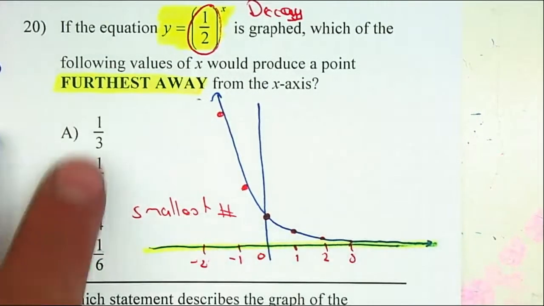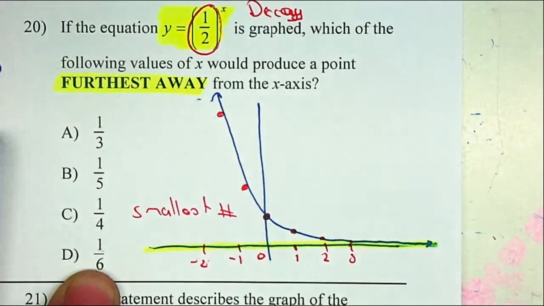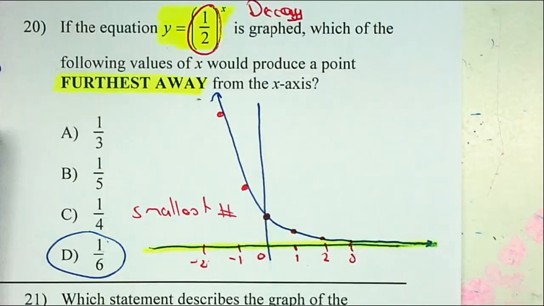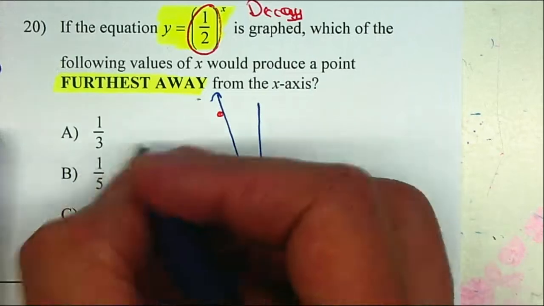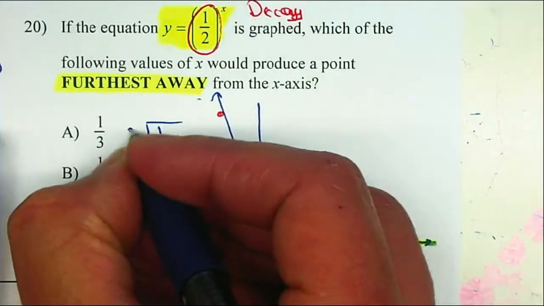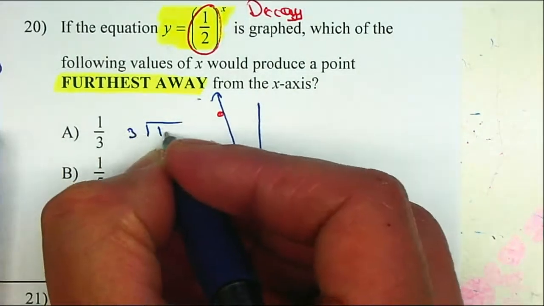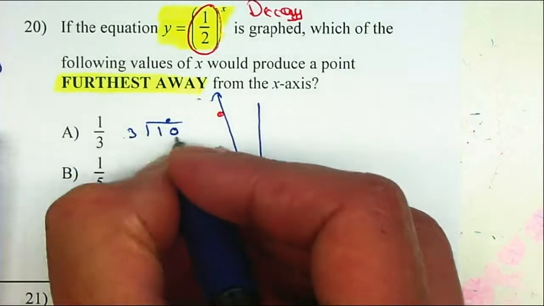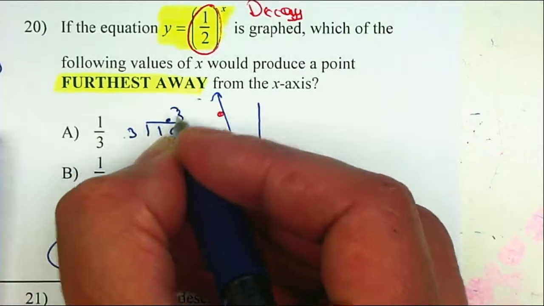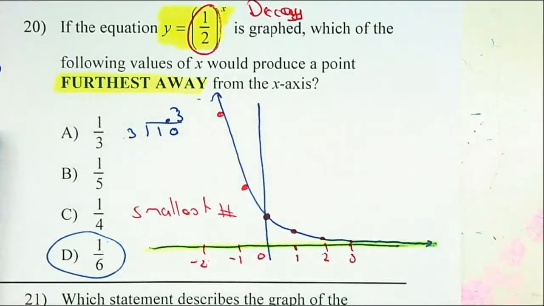So in this case, you have to recognize which is the smallest number, which will be D. And if you're not sure, you can just do the long division. 1 divided by 3. 3 goes into 1, none. So I add a decimal, 0. 3 goes into 10, 3 times. And do that for each one of them and see which is the smallest number.